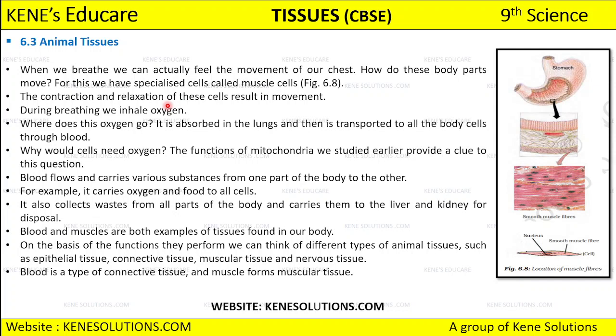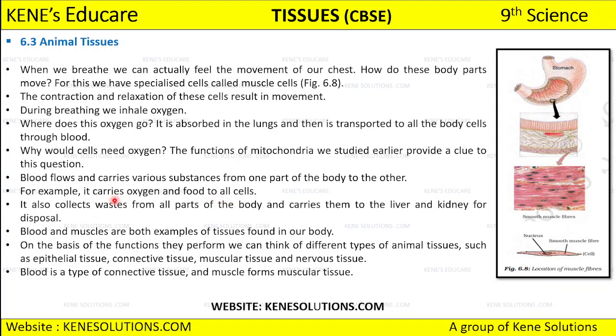Okay, so blood flows and carries. Blood flows and it carries various substances from one part of the body to another. So when blood flows, what happens? Blood is going to flow and carry these various substances from one part of the body to the other part. For example, it carries oxygen and food to all cells.